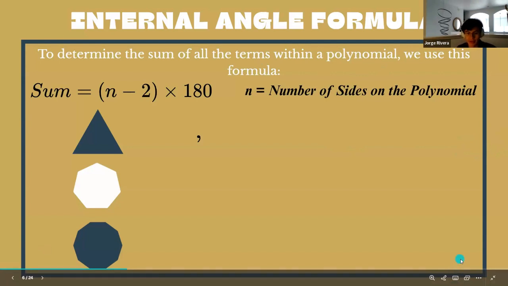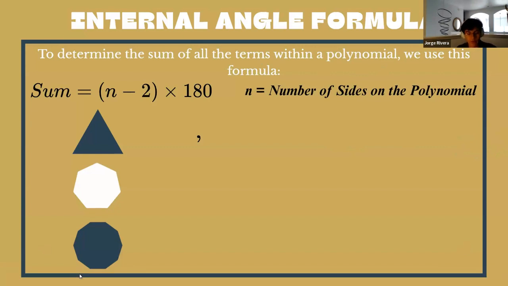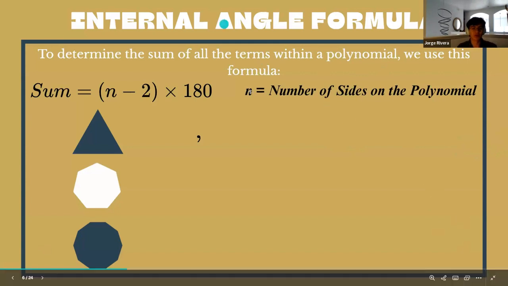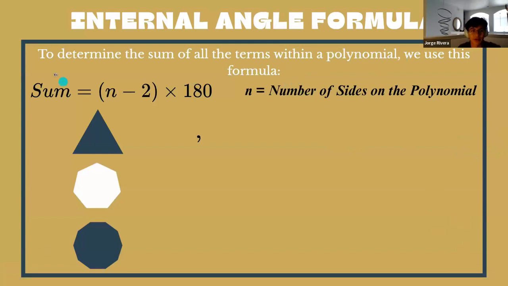All right. Feel free to raise your hand or ask any questions if you are not familiar with anything, or if you have any doubts. So, for example, we're going to jump into the internal angle formula. To determine the sum of all the terms within a polygon, we use this formula. The sum of all the terms being all of the inner angles, right? So the sum is going to be equal to n minus 2 times 180. And n here is the number of sides on the polygon.